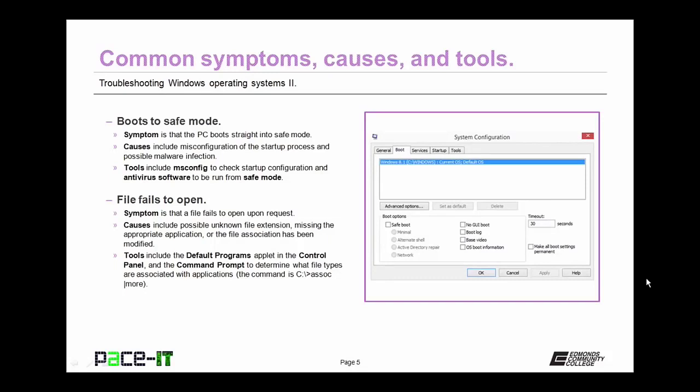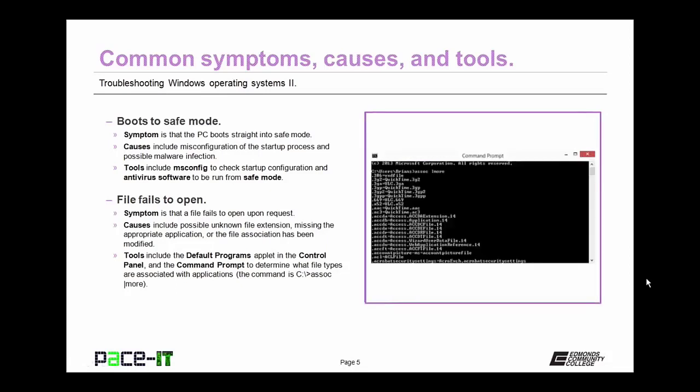Now, if a file fails to open, well, the usual causes include an unknown file extension, or you're missing the appropriate application for the file to open, or the file association has been modified. Tools to resolve this include using the default Programs applet in the control panel and the command prompt to determine what file types are associated with applications. The command to do that is ASSOC space pipe more.